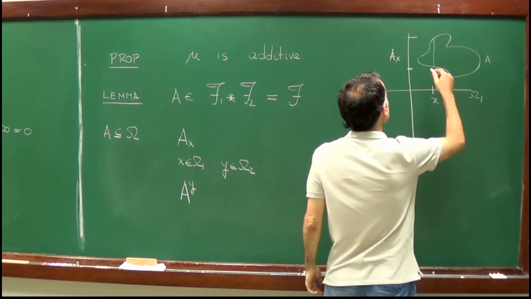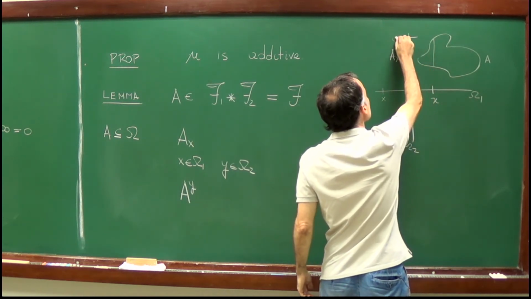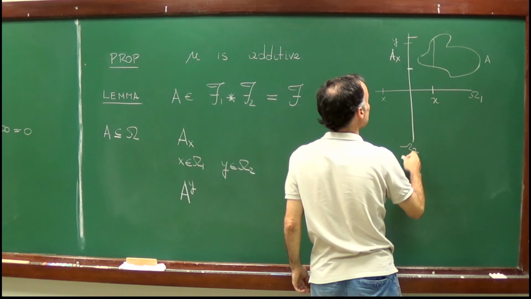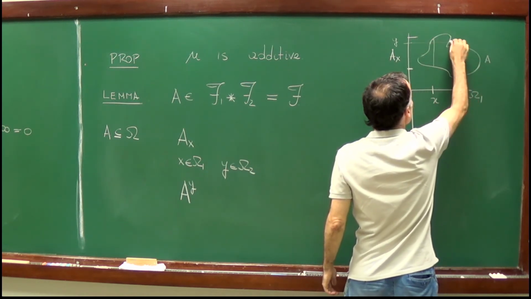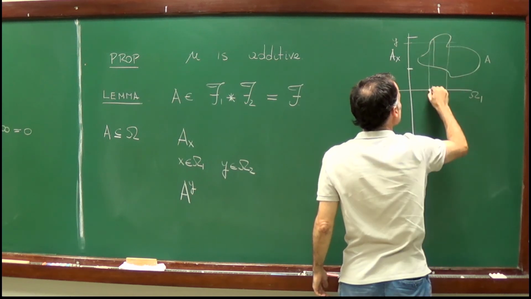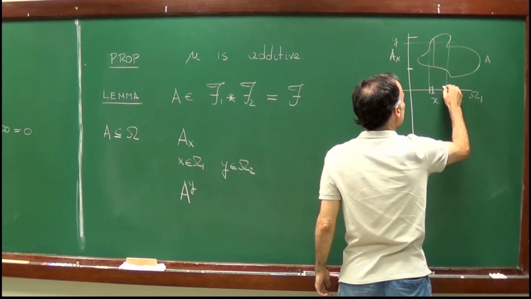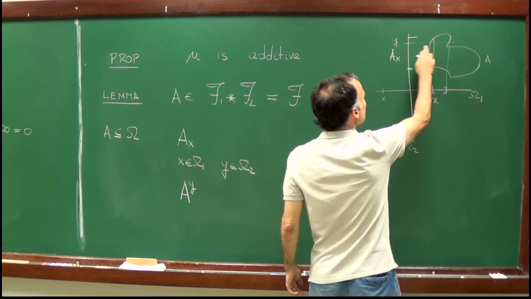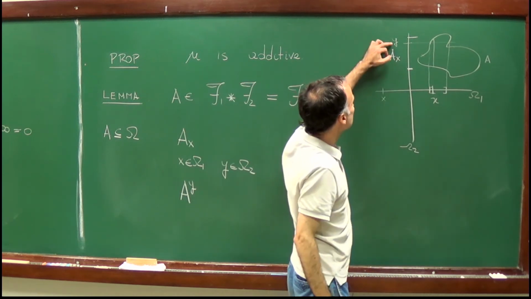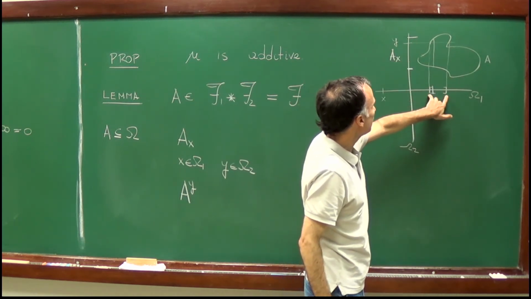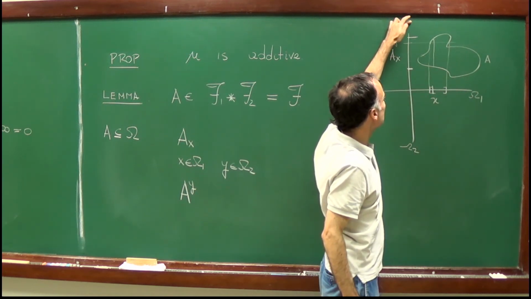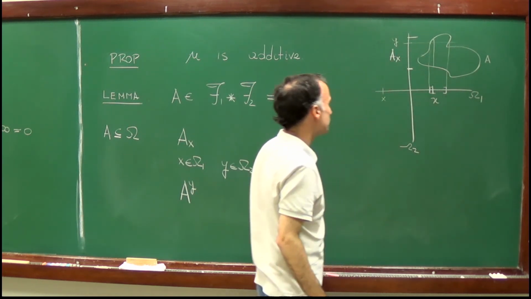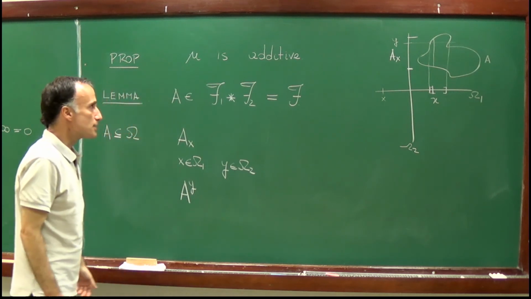And I'm doing now the same thing for y. So I'm fixing a point y in omega 2, and I'm finding all points x such that xy belongs to A. So if y is this point, Ay will be this interval. If y is this point, Ay will be the empty set. So this is the picture.